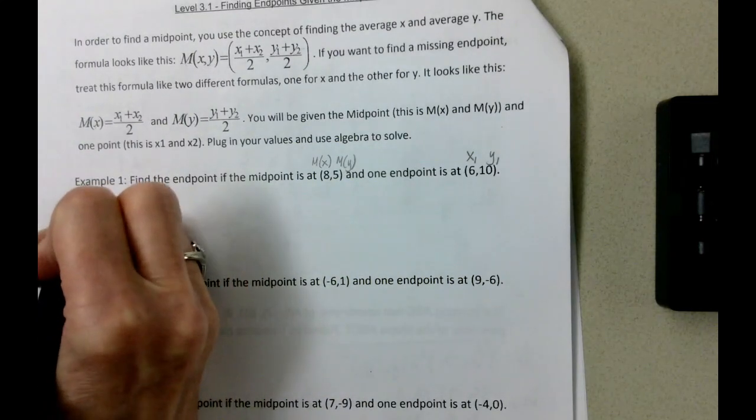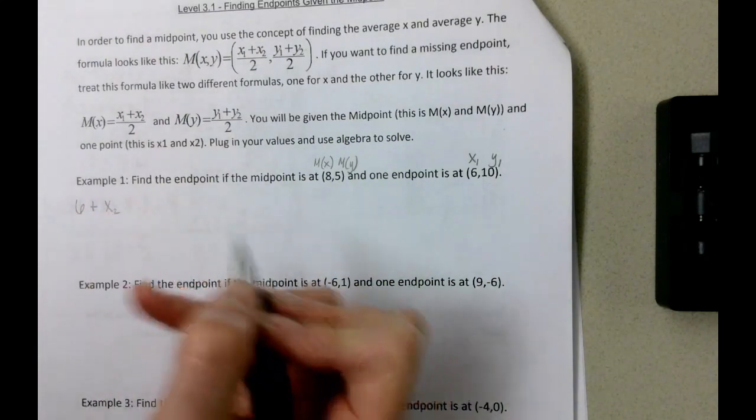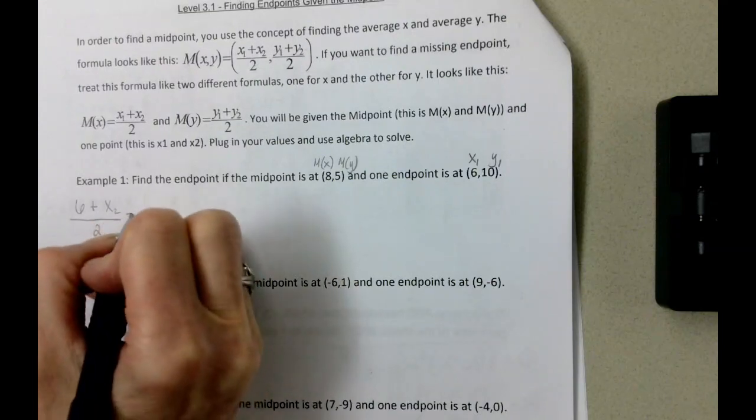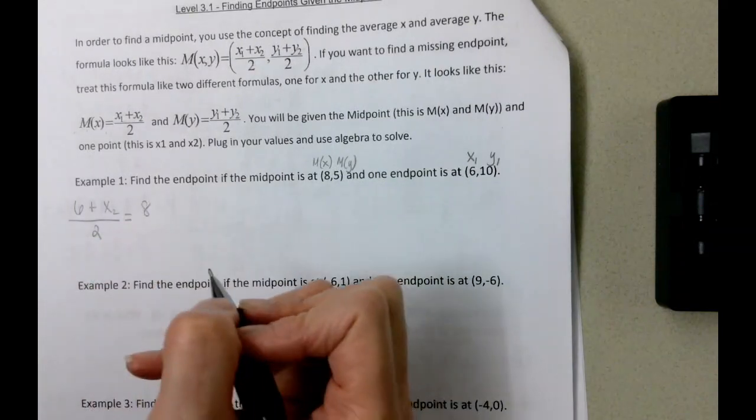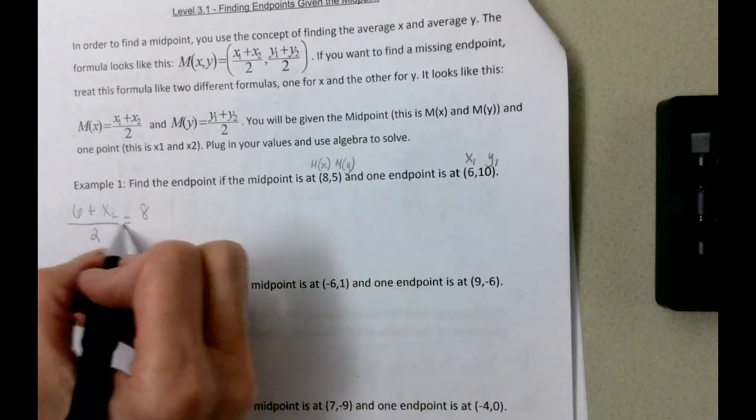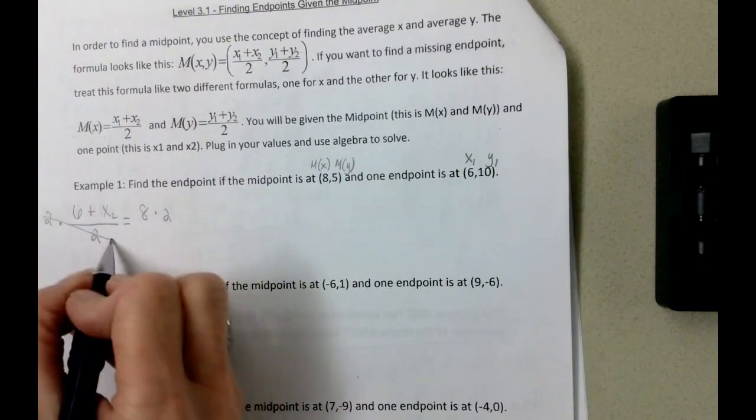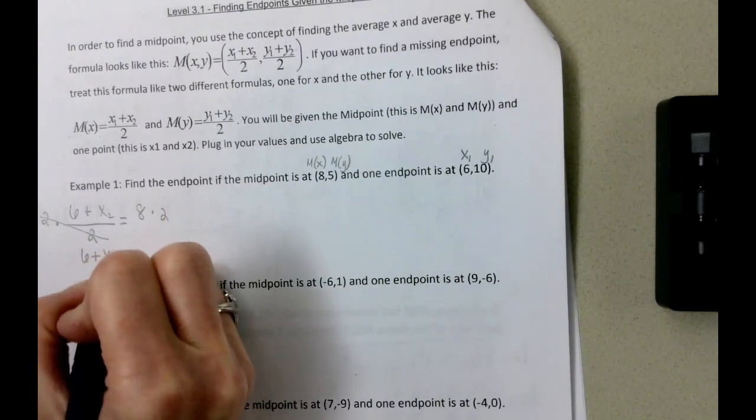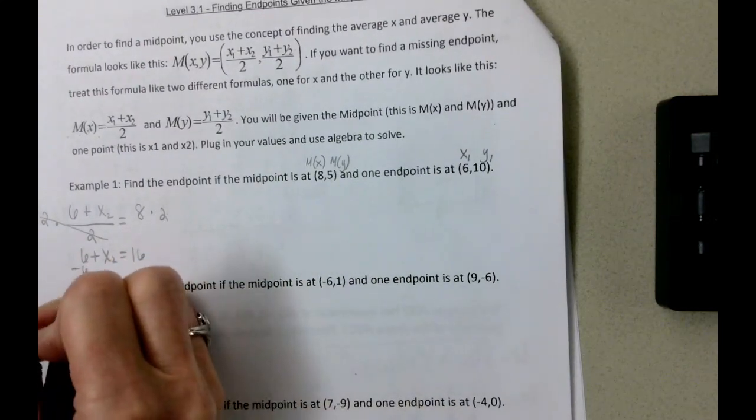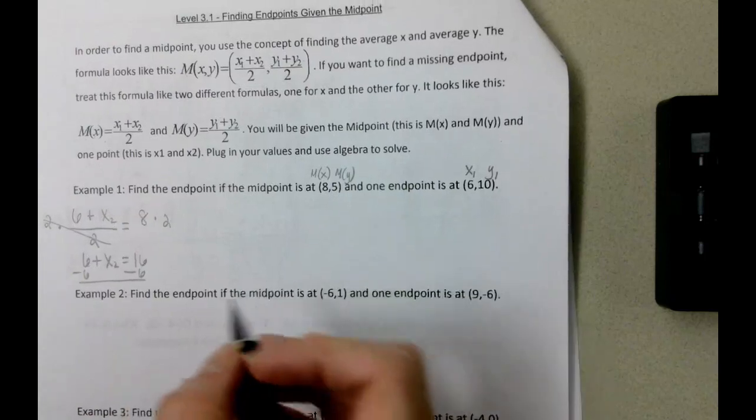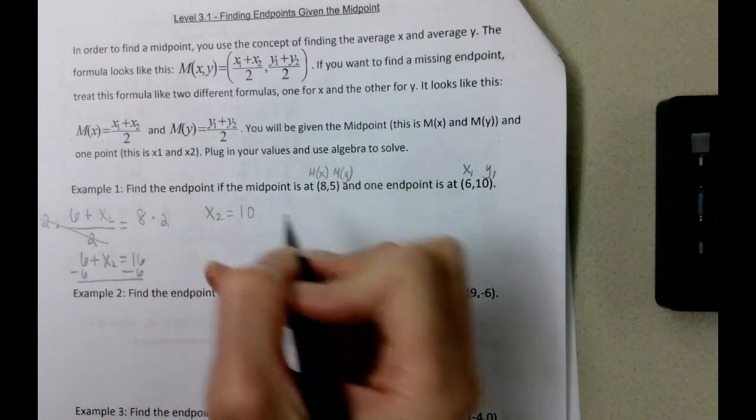So x1 plus x2, I usually just write x, but we can write x2, divided by 2 equals our value of mx, which is 8. To solve, we need to undo this division. We're going to multiply this side by 2, and this side by 2. Then we get 6 plus x2 equals 8 times 2, which is 16. When we subtract 6 from both sides, we get 16 minus 6 is 10.